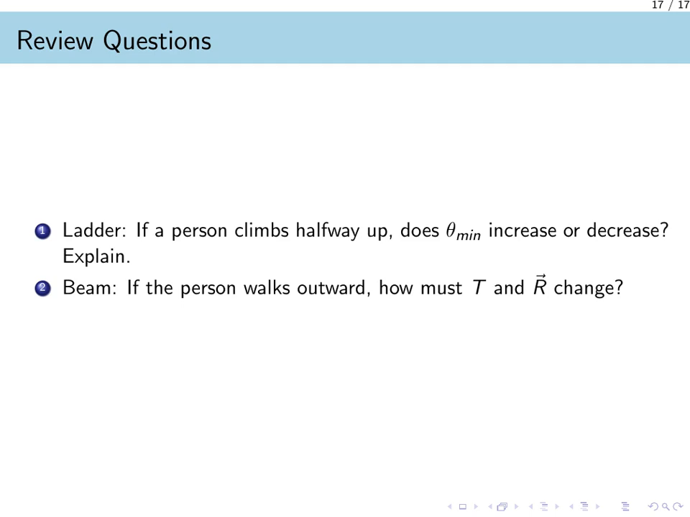Now, think about the beam supported by a cable. If the person walks outward, away from the wall, how do the tension T and the reaction force R change? As the person moves outward, their lever arm with respect to the pin support increases. This creates a larger torque. To keep the beam from rotating, the cable must provide a larger counter torque, which means the tension T must increase. Because the net force must still be 0, the reaction force R from the pin must also change to balance the new, larger tension.